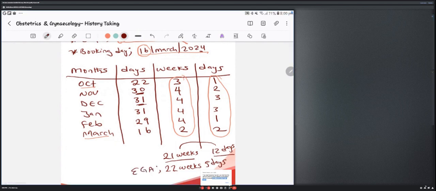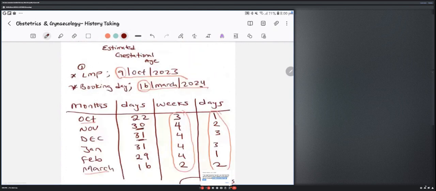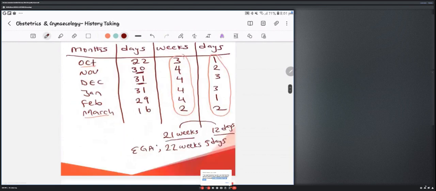22 weeks, 5 days. And if you want to do it manually, you want to calculate from this 9th October. If you want to calculate it manually, start from 9th October, 10th October, 11th. You can count it with your fingers and get the number of days. You can still arrive at this. Now remember also, you still write plus or minus 2 days again.